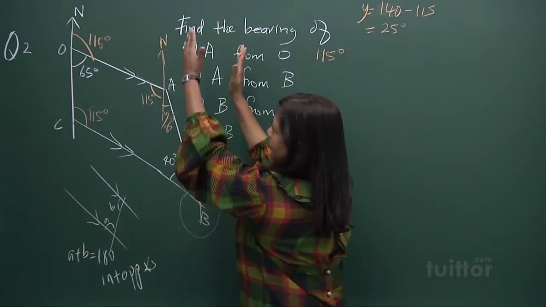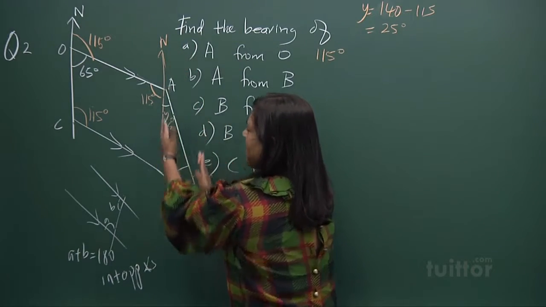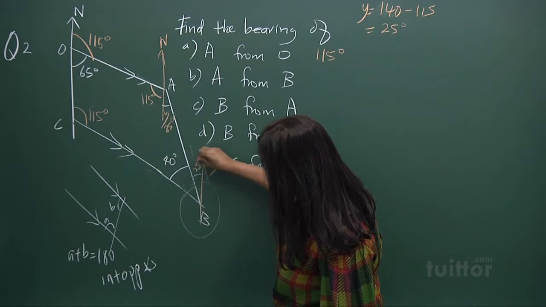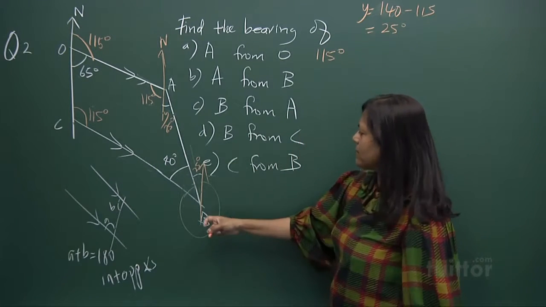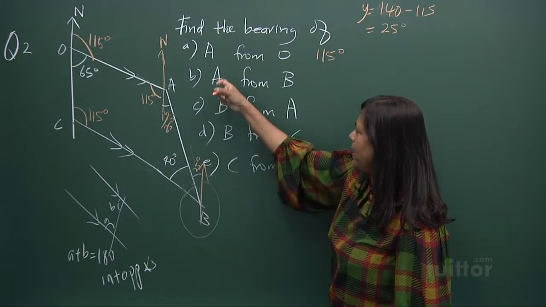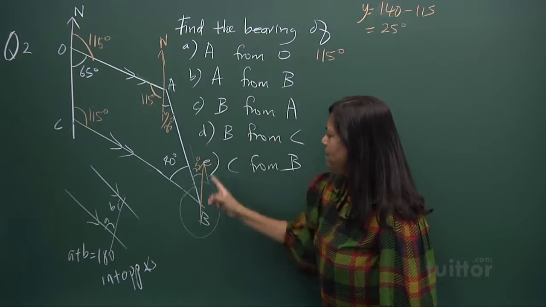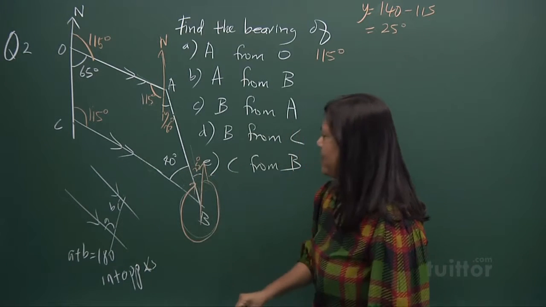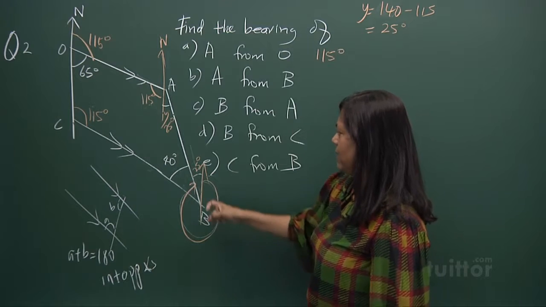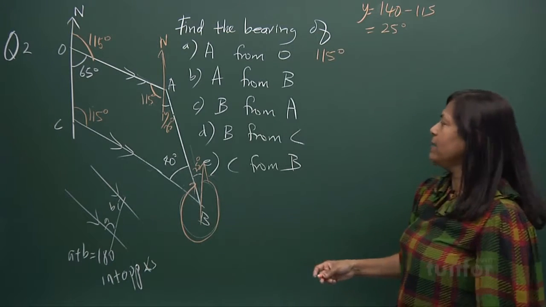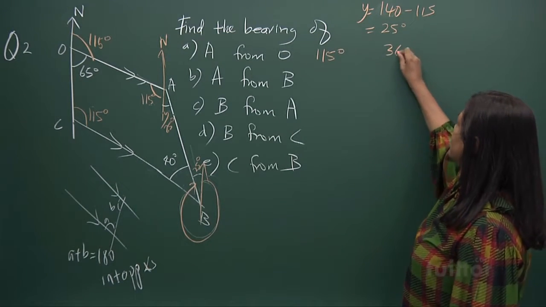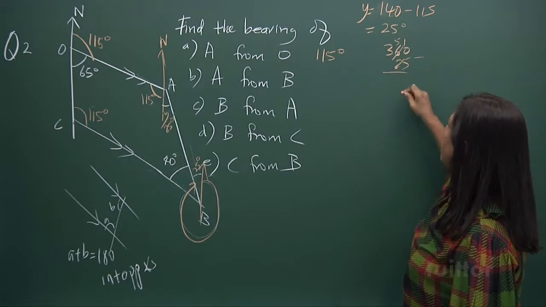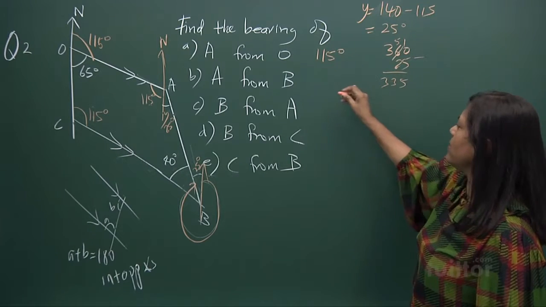These two lines are parallel. We draw the line parallel. If this is 25, this angle here is 25 degrees. So what's the bearing of A from B? You go north, go all the way here, right up to this line. So it is 360 minus 25. 360 minus 25, you get 335.